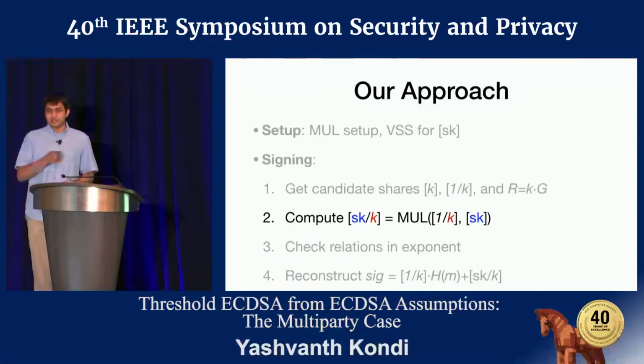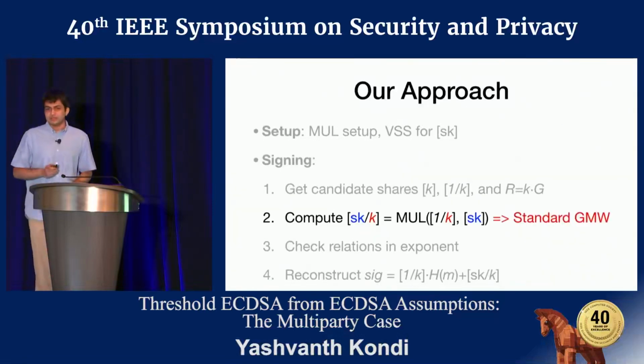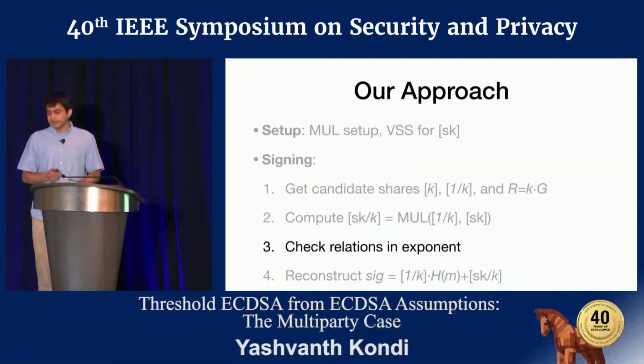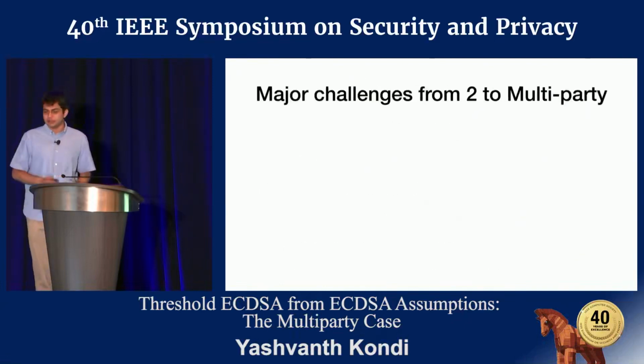Right, so the next step is to get a candidate for the secret key over the instance key, and this is easily accomplished with standard techniques from the literature, basically GMW. Then this is the sort of secret sauce for our protocol, which is to check relations in the exponent.